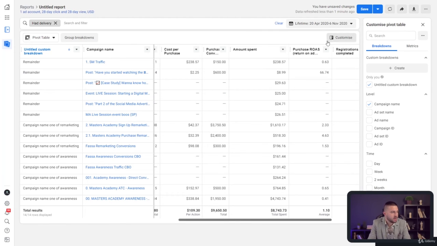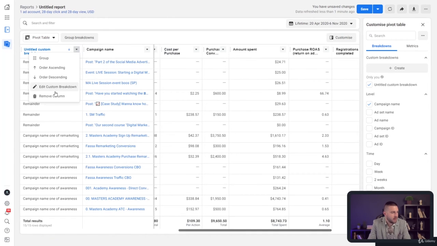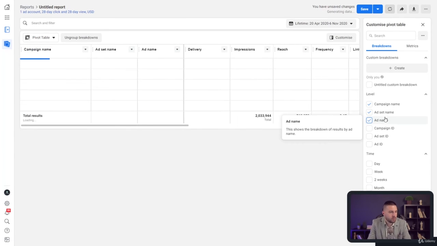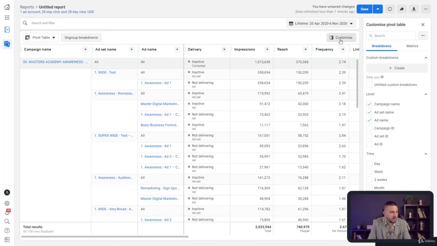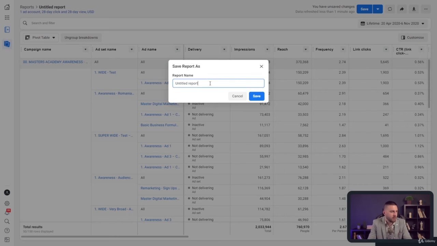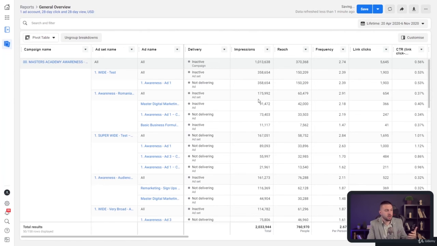Now, once you are happy with a report, so in this case, I really don't want to do that, so I will just get rid of it. I will remove this column. I don't want that breakdown to be active. I will set my breakdowns again. I'll get rid of this thing, and I can save it as something. So that will be general overview report. So that's kind of the report that I use to start with.